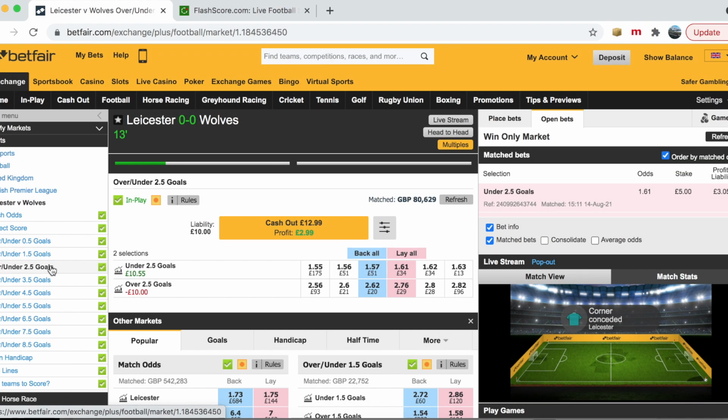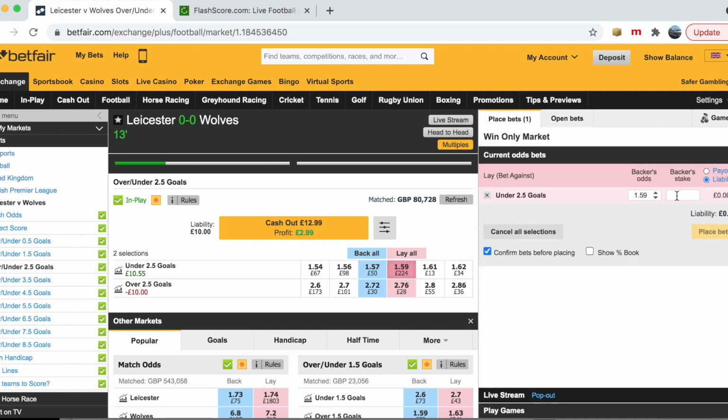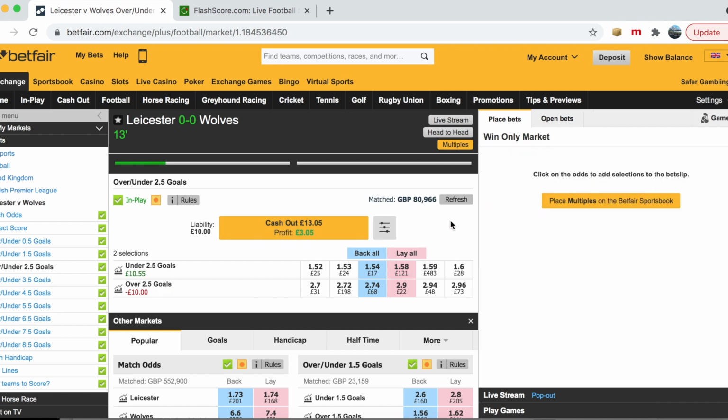At 30 minutes in the Leicester Wolves match, we've actually reached our target profit of 15%, which is £3 of the £20 stake. So what you can either do here is you can lay off that other £10 at the price of 1.59, which will give you essentially a free bet. If it does go to under 2.5, you've made a bit more at £4.65. But in this scenario, we're trading it, the money's on the table, so I'm going to take that profit of 15%, which is £3.